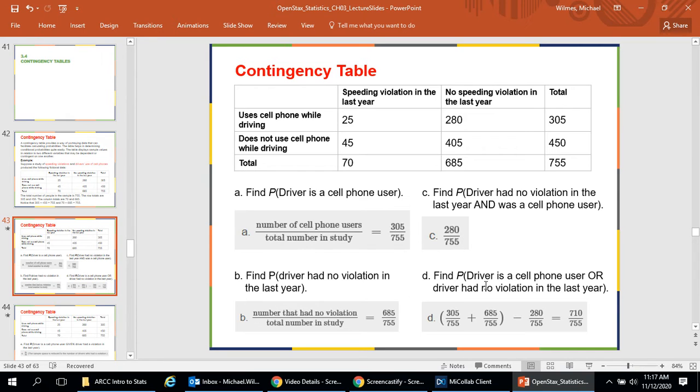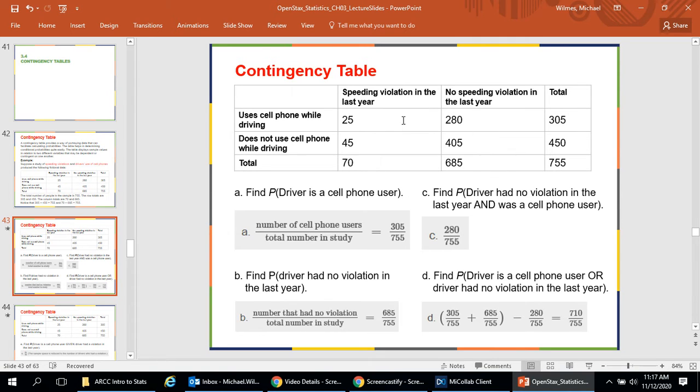The probability a driver is a cell phone user or had no violation last year. So this is where it gets to be a little bit tricky. We need either of these to occur. A driver is a cell phone user, so that's going to be this 305 people. And then no violation last year, that's going to be using this 685.